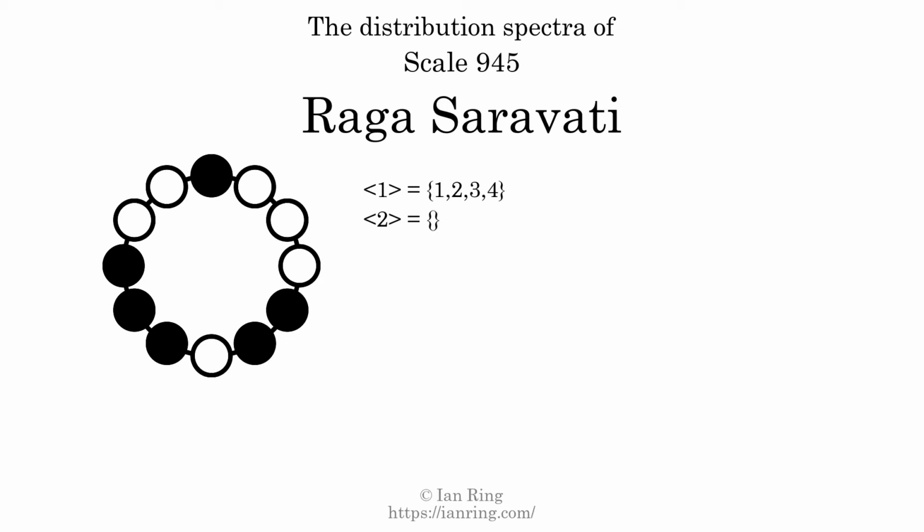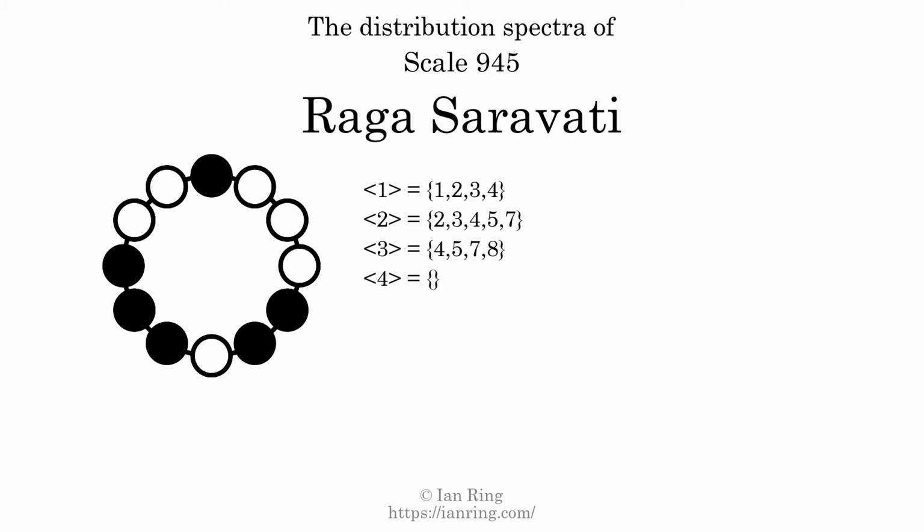The generic interval of 2 scale steps comes in 5 different specific interval sizes: 2 semitones, 3 semitones, 4 semitones, 5 semitones, and 7 semitones. The spectrum width of this generic interval is 5. The generic interval of 3 scale steps comes in 4 different specific interval sizes: 4 semitones, 5 semitones, 7 semitones, and 8 semitones. The spectrum width of this generic interval is 4.